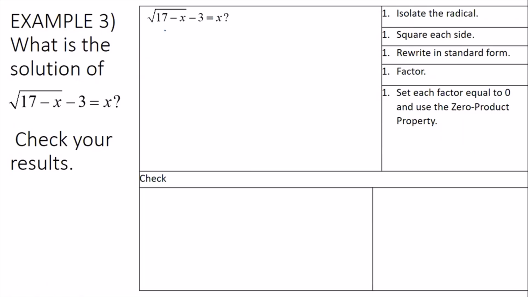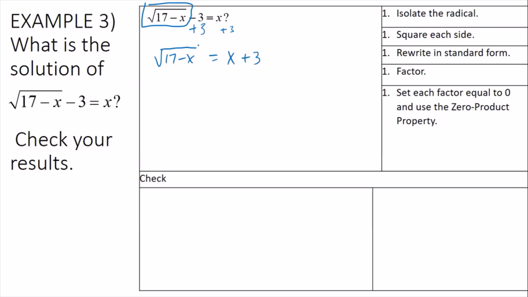So here we have the square root of 17 minus x minus 3 equals x. So the first thing you want to do is isolate the radical. In order to isolate the radical, what do I need to do? I want to get the radical by itself. So who needs to go away? The 3, right? So I'm going to add 3 to both sides. So I end up with the square root of 17 minus x equals x plus 3.